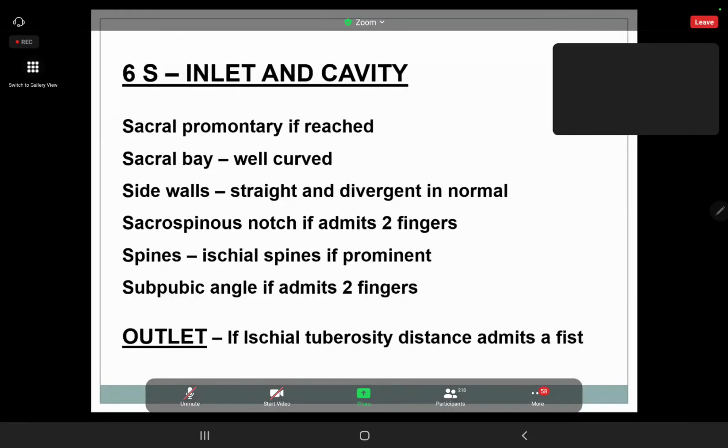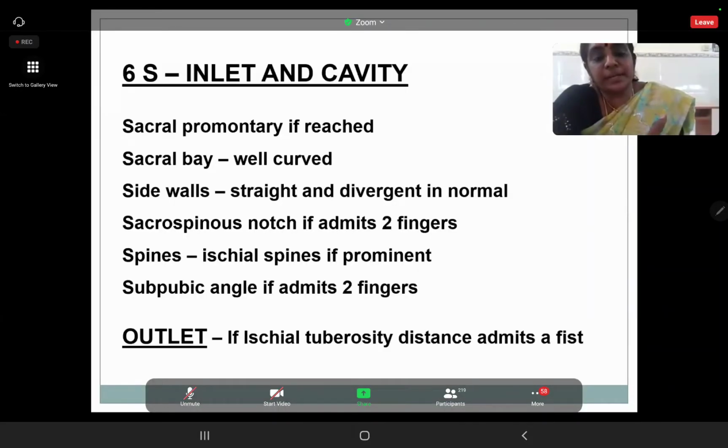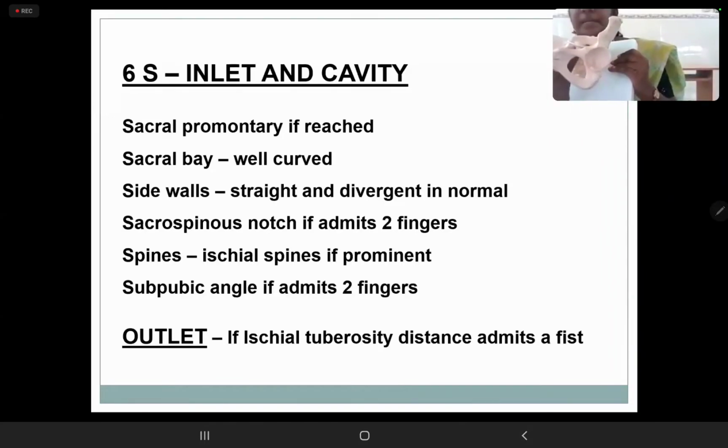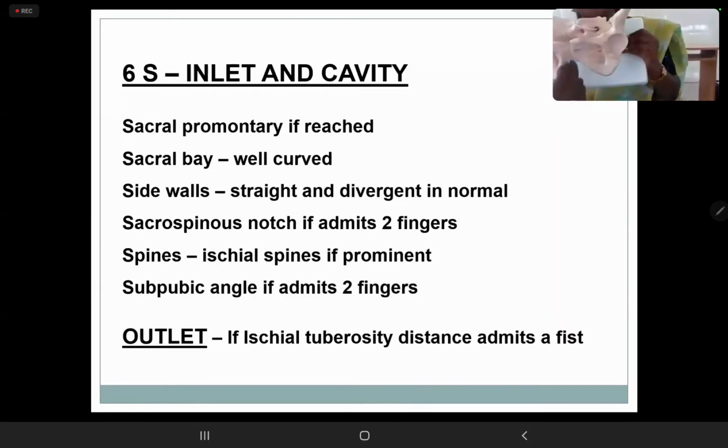Try to reach the sacral promontory. Usually the sacral promontory is not reached in a gynecoid pelvis. If it is reached, probably it is prominent. We have to think about android or anthropoid pelvis. Then the sacral base. I'll show you in the pelvis. See, once you try to reach like this, and then go around the sacral curvature, sacral base. Then see whether it is curved. Then the side walls, whether the side walls are straight or divergent.